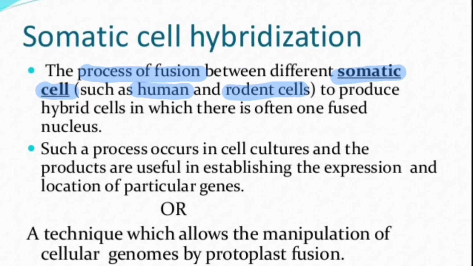Okay, now ultimately if you are fusing two different cells which do not match at all, not even on the specific level, not even on the generic level, then the newly formed cell will be called a hybrid cell. Okay, and ultimately there will be one fused nucleus. So here such a process occurs in cell culture and the products are useful in establishing the expression and the location of particular genes.